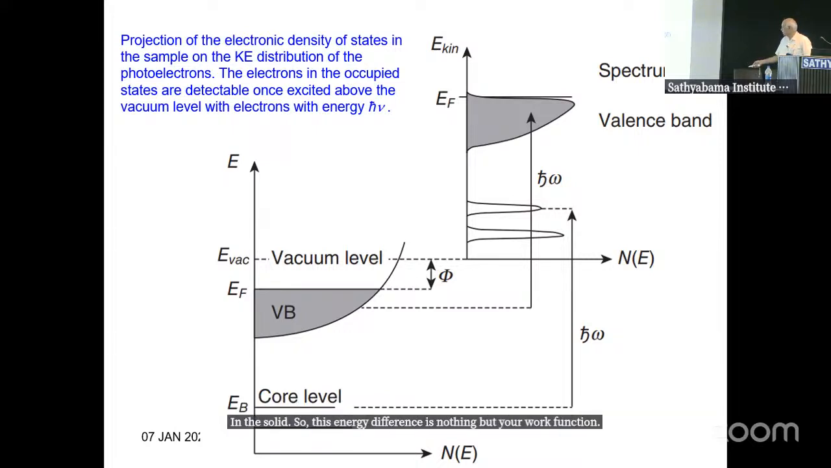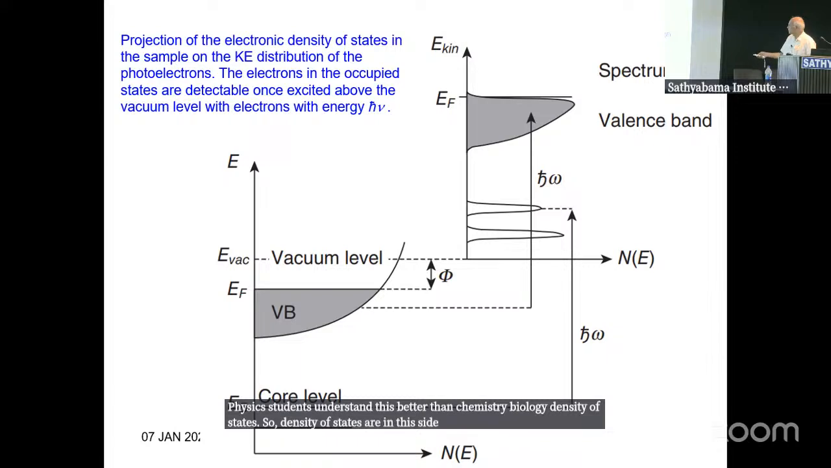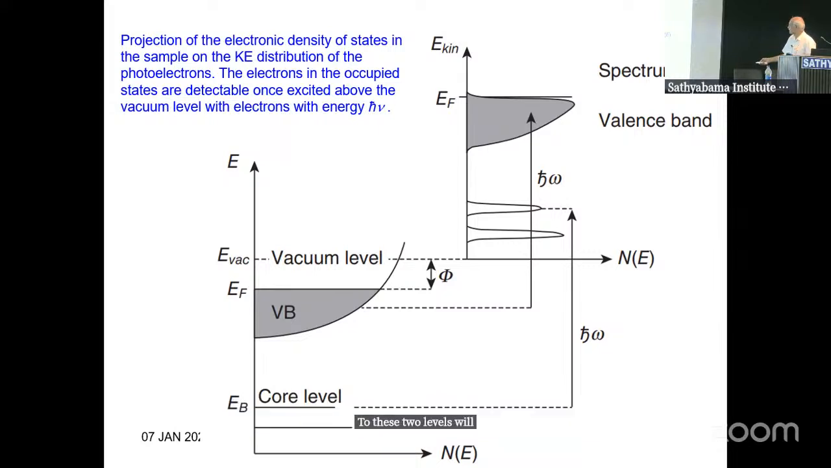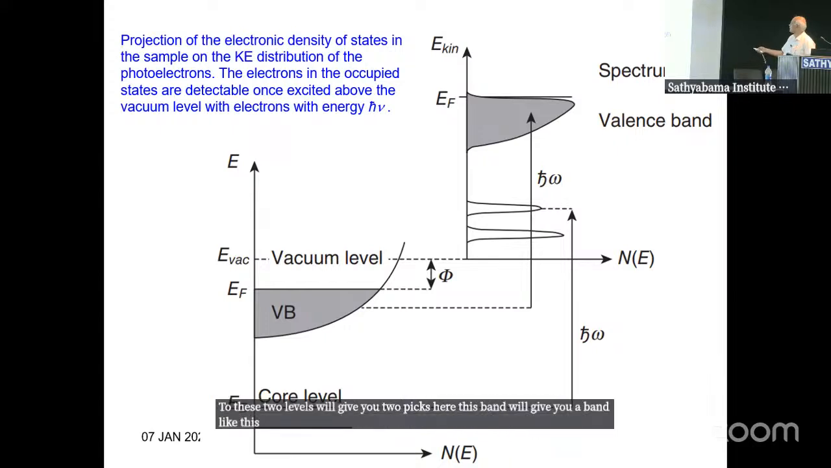This scale is density of states. Physics students understand this better than chemistry or biology. Density of states is on this side, and this is the energy. Now, if you try to map this using the photoemission spectrum, you get this one. These 2 levels will give you the 2 peaks here. This band will give you a band like this. This is the valence band. So your photoemission spectrum exactly maps the electronic structure of the material.